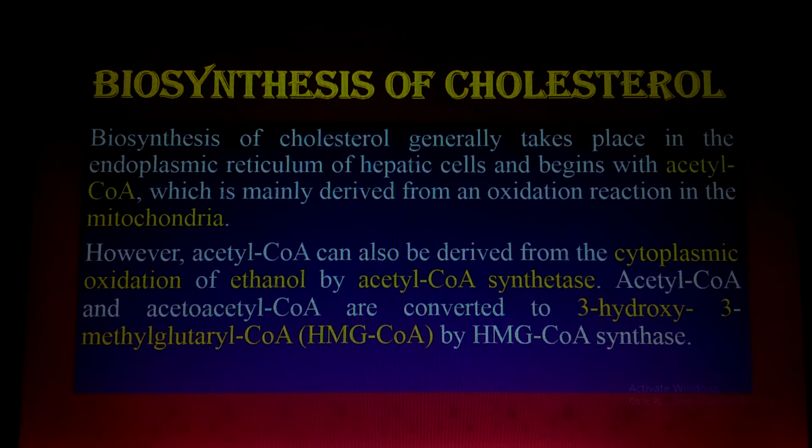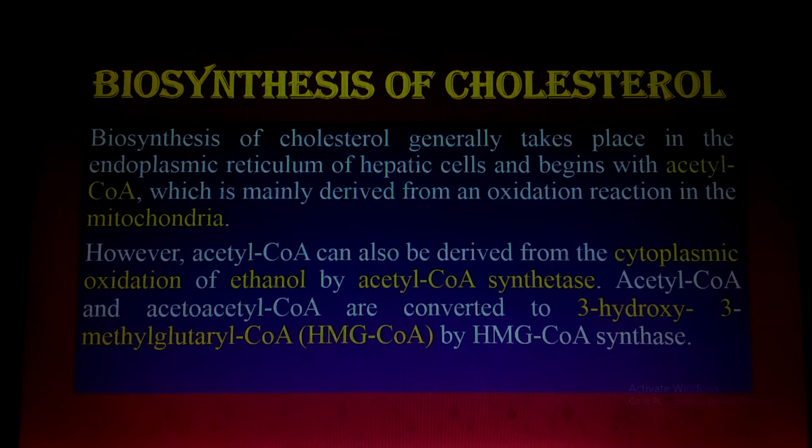Is it clear? How is it produced in the cytoplasm? By the oxidation of ethanol by the acetyl coenzyme A synthase. Acetyl CoA is converted into acetoacetyl CoA. I will show you in the figure.